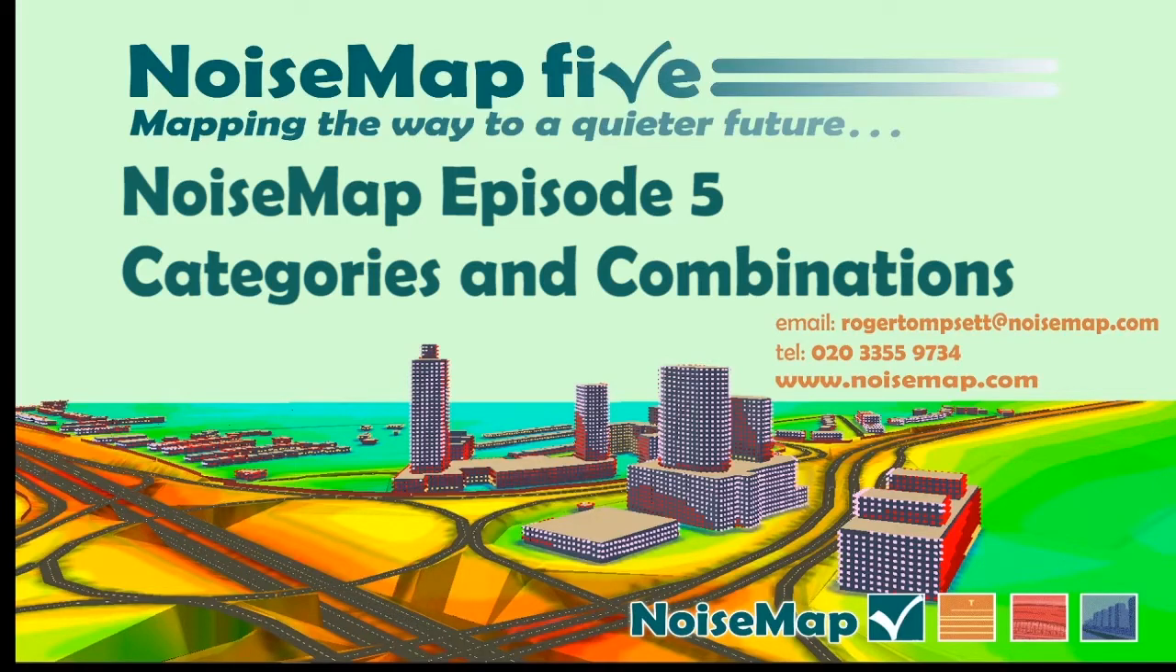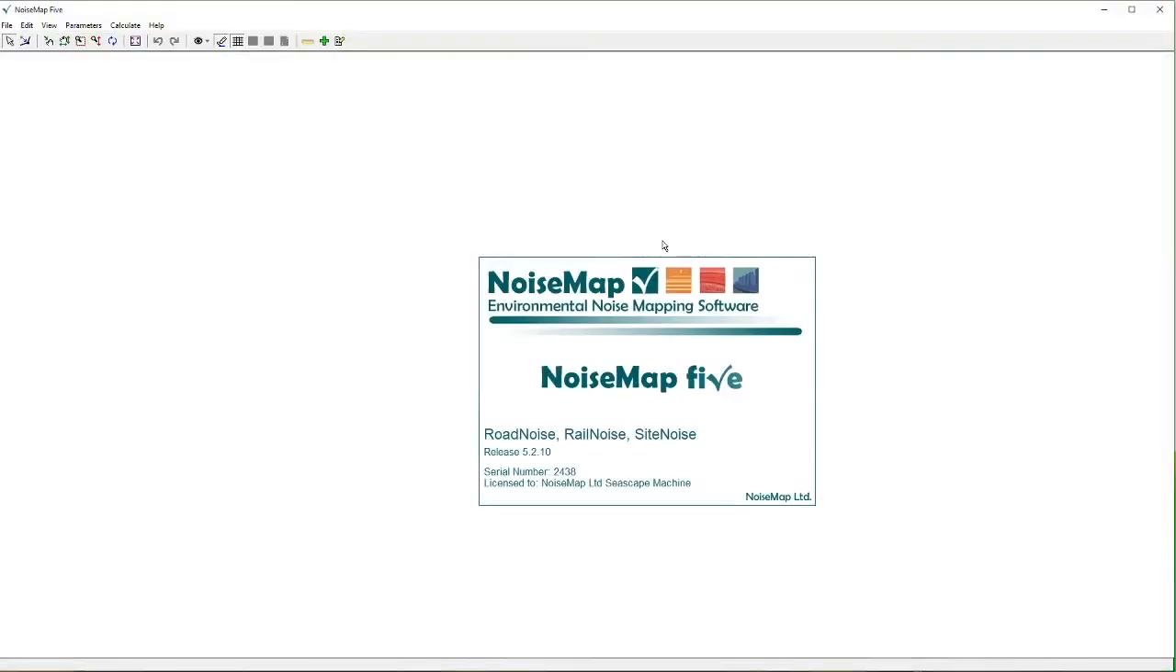In this episode we're going to look at categories and combinations. These are a very powerful but perhaps somewhat obscure feature of NoiseMap. Once you understand how they work, you will find them very flexible and you can use them in lots of different situations. So let's start NoiseMap.